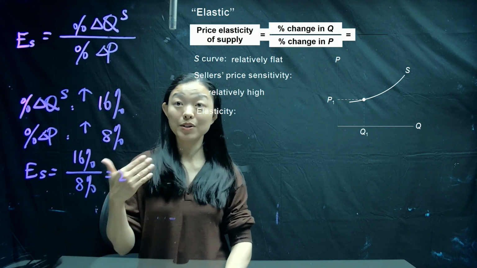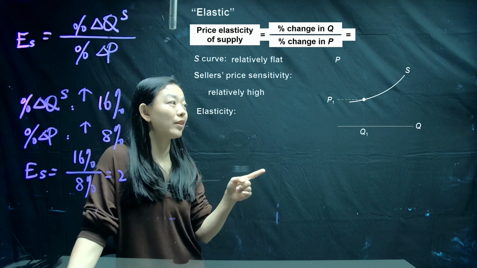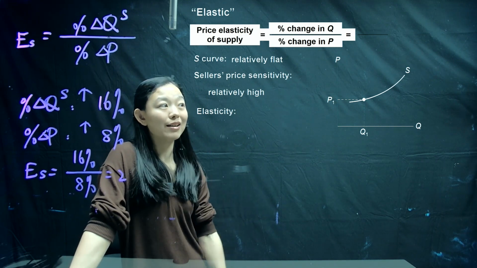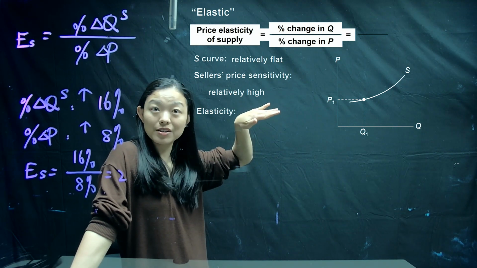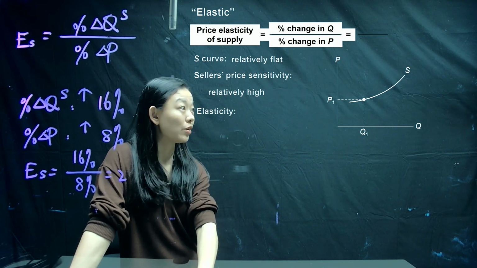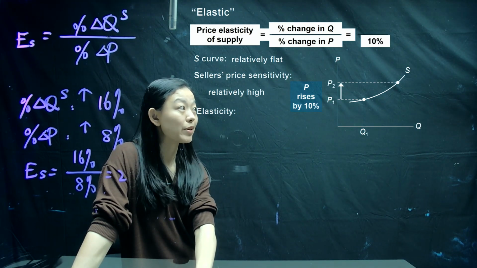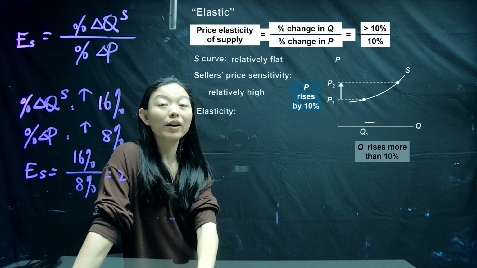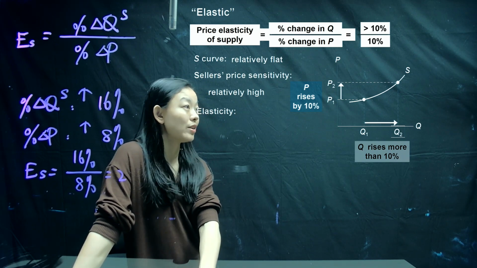Now let's look at what happens if the supply curve is elastic. Comparing the second graph with this graph, you can notice that the supply curve is flatter. When the supply curve is flatter, the price increases by 10%, the same as before. However, the quantity supplied will increase by more than 10%, maybe 15% in this case.